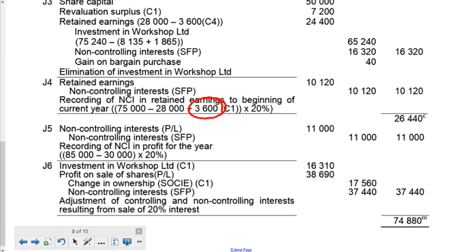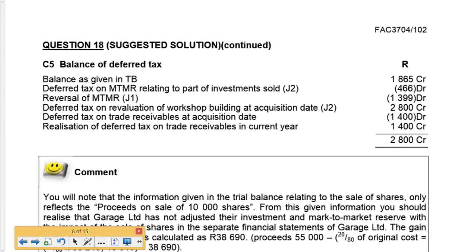journal. The change in ownership journal reduces the investment, removes the profit on the sale of the shares, and then goes to NCI and to change in ownership. And that's that one. Deferred tax, they're just showing you how the deferred tax balanced. Everything that went in basically came out, and we were just left with the building deferred tax.